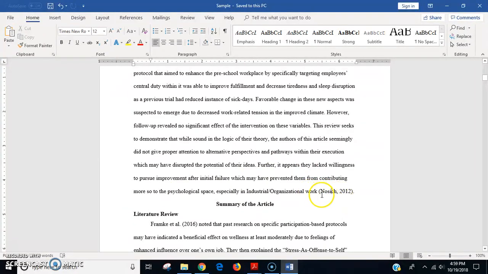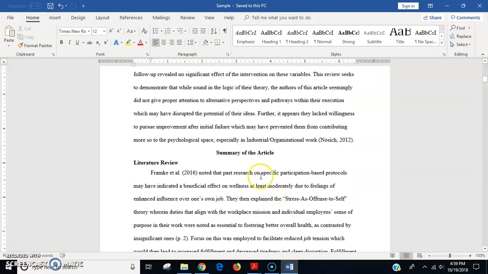Note that the citation goes before the punctuation. There should not be a period in front of your citation. There should be a space between the word and the parentheses. Okay, then this person goes into the summary of the article and goes into the literature review.